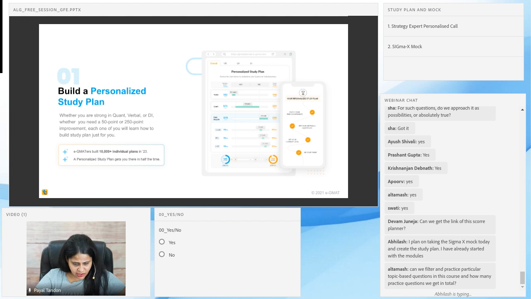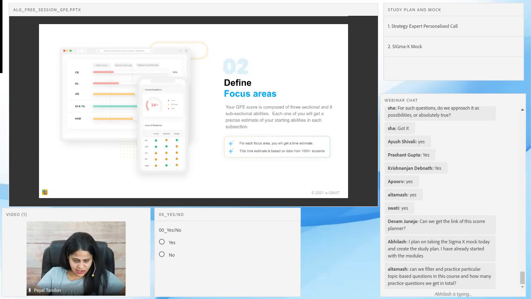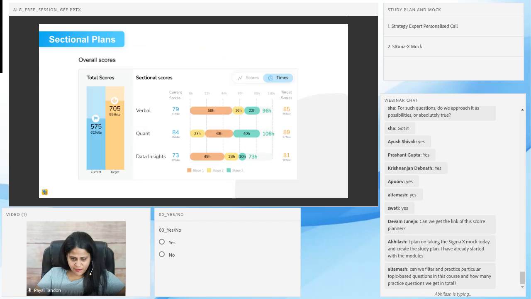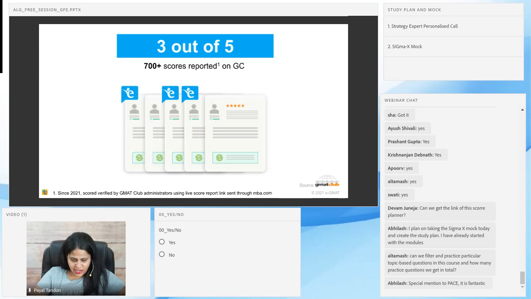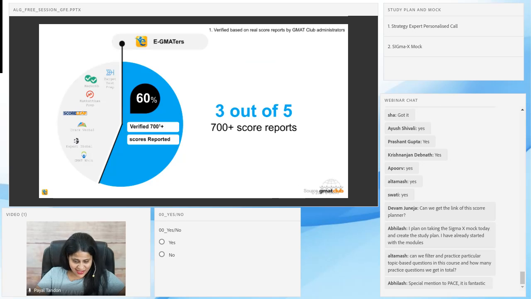Can we filter and practice particular topic based questions in the course, and how many practice? Yes, absolutely. Later in the session, I'm going to show you how you can use Scholaranium, and you will be able to get your answer then. Okay, Altamash? All right. With special mention to PACE, it's fantastic. Yes, we'll be talking about PACE as well.